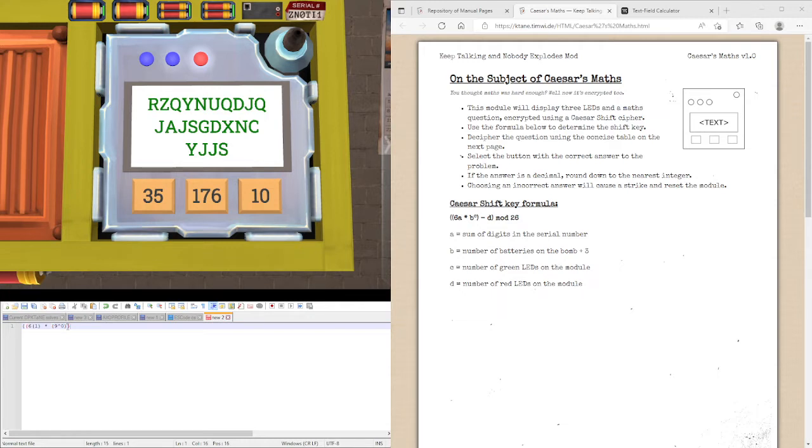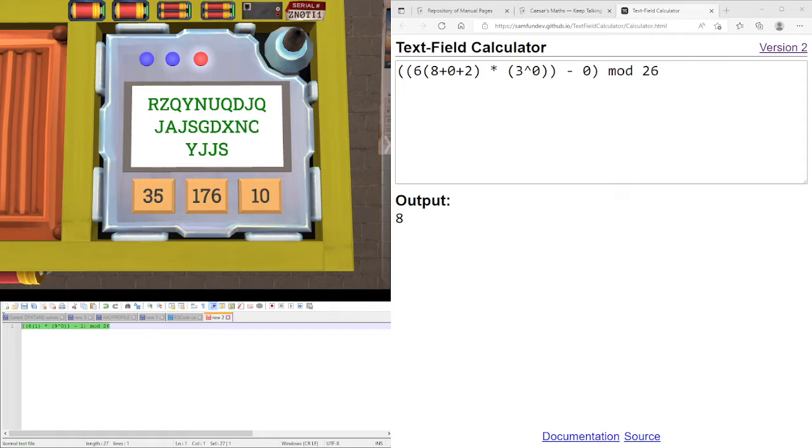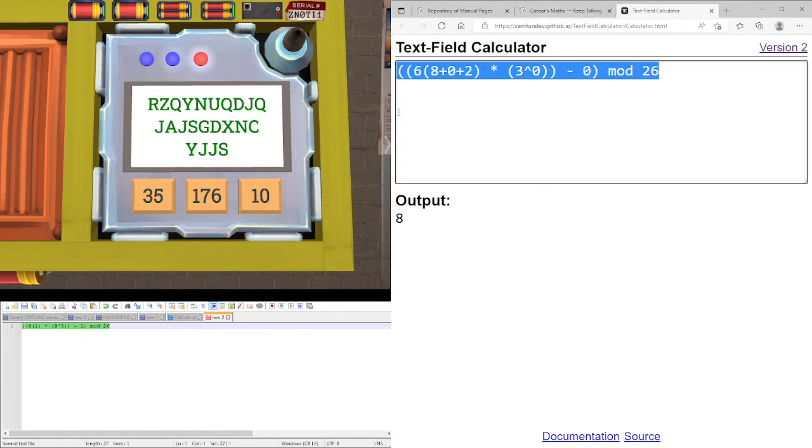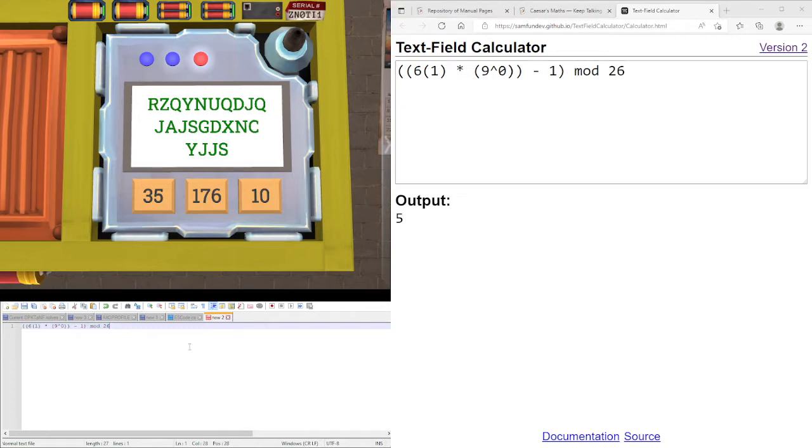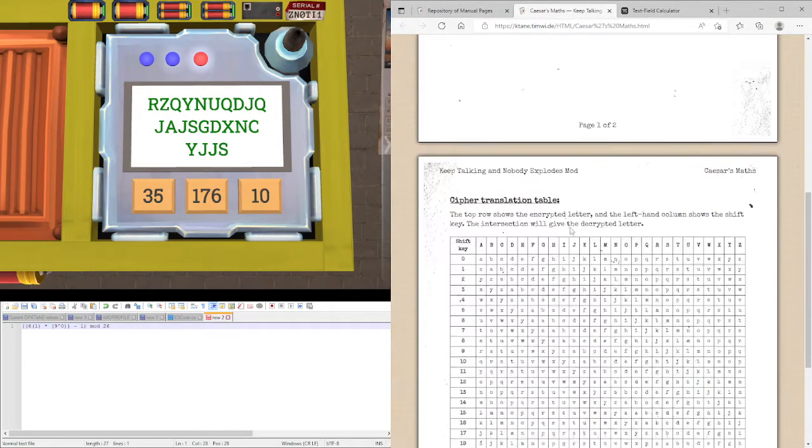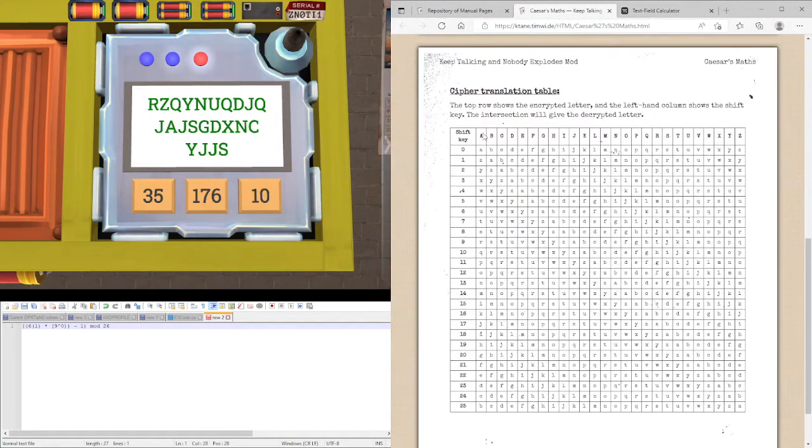And then we should be subtracting off the number of LEDs, which is 1, and then lowering this entire thing by 26. Which gives us 5. So our Caesar shift is 5. Now we come down to this table here. Our shift key is 5.